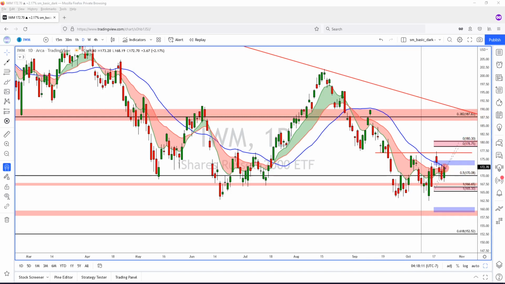Then on the downside, essentially look for a break below this 50% retracement and a move back into this lower range of the weekly expected move between 166.65 and 165.30. And if it breaks that, then watch for a move down to the 160, 157 area, and possibly, for the swing trade, look for a move down toward the 618 retracement level near the 152.